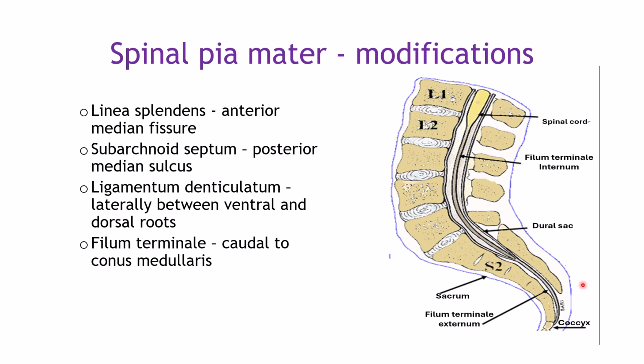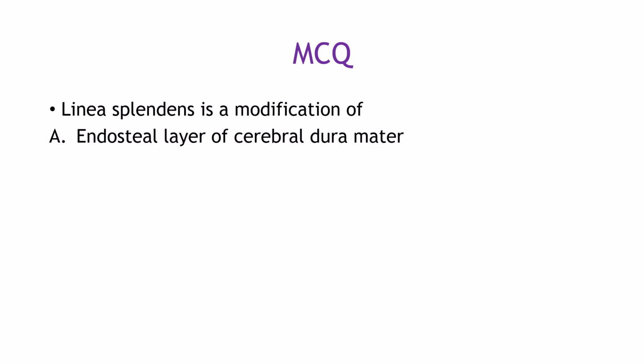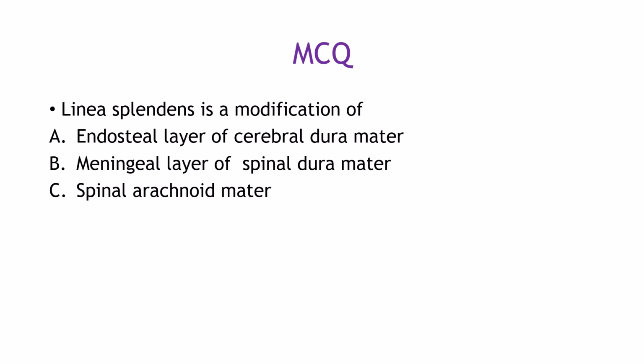So now you know all the four modifications of the pia mater: linea splendens, subarachnoid septum, ligamentum denticulatum and filum terminale. If an MCQ is asked, you should be in a position to answer it. For example, the linea splendens is a modification of: endosteal layer of cerebral dura mater, meningeal layer of spinal dura mater, spinal arachnoid mater, or spinal pia mater. The right answer is the spinal pia mater.